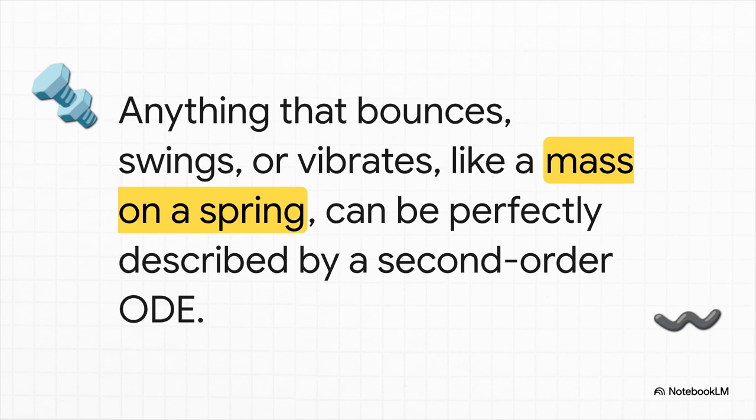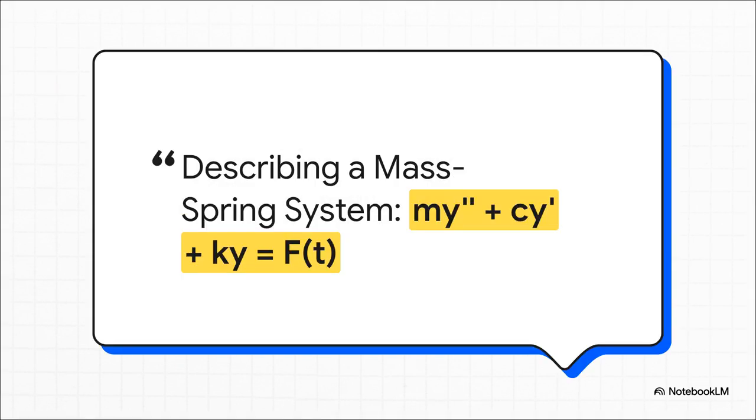Think about a simple mass just hanging on a spring. Its motion, how it oscillates up and down, that can be perfectly, and I mean perfectly, described by a second-order ODE. And here is its mathematical blueprint. This single equation, it captures everything about that system's motion. m is the mass. c is any friction or damping that's slowing it down. k is the stiffness of the spring. And that F of t on the end, that's any outside force pushing or pulling on it.